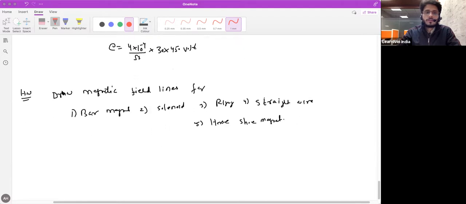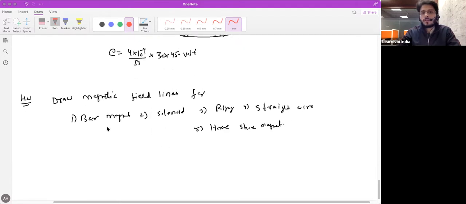Yes, sir. This is the homework question. You have to draw magnetic field lines for a bar magnet, for a solenoid, for a ring, for a straight wire, and for a horseshoe magnet. No one will ask you to draw, but you can have options, like 4 options. You have to pick which field line is for bar magnet, which field line is for a straight wire. So that's your homework. This completes your first term syllabus.